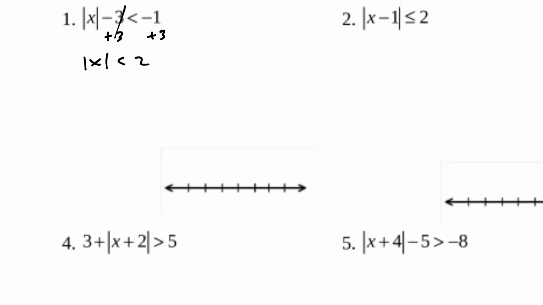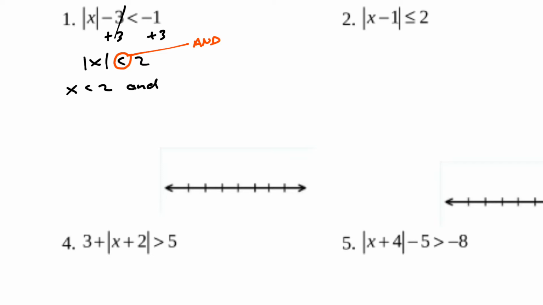All right, now that we have the absolute value all by itself, the next thing we want to note is that this problem is a less than. So when the absolute value is all by itself and we have a less than, we know that this problem is going to be an AND problem, or an intersection. Now let's break it down into our two cases. In our first case, we drop the absolute value symbol and we leave the inequality as it was, and we have x is less than 2.